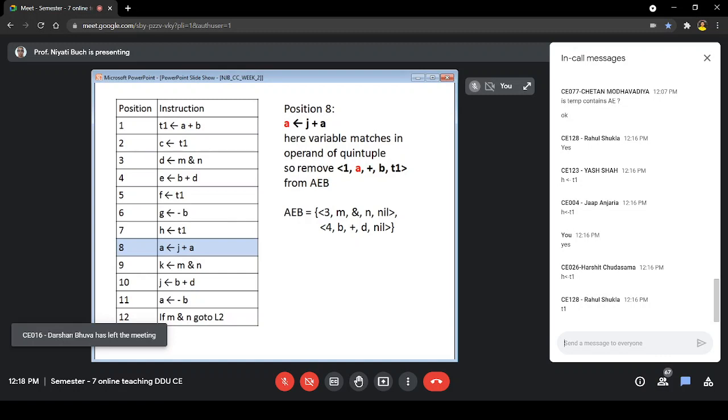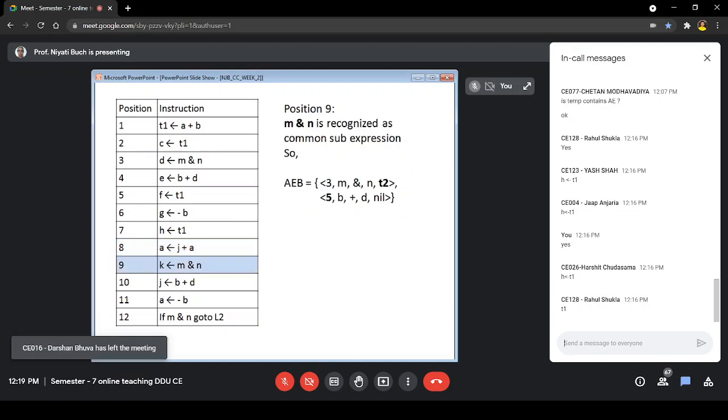Moving to the next position, position number 9. What do you see in position 9? M and N. So M and N is recognized as a common sub-expression. Why is it recognized as a common sub-expression? You can see that in your AEB. When you see it in your AEB, it was having nil. But now what we have to do? We have to generate a temporary. Correct. So now what have we generated? We generated a temporary T2.